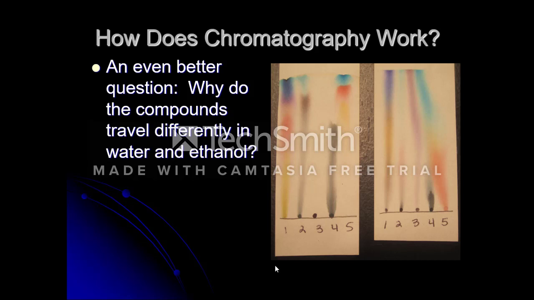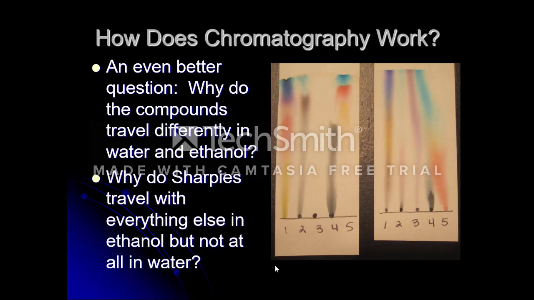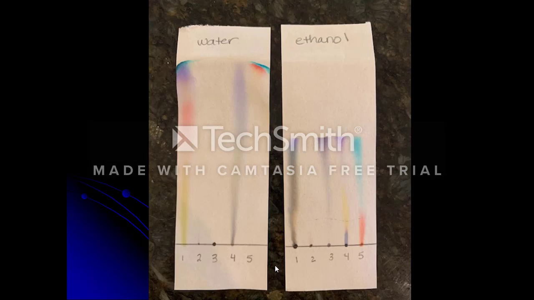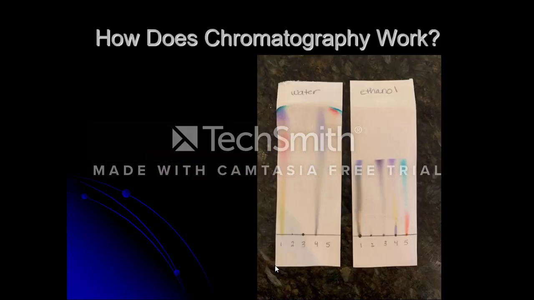And so you can see that certain things travel better in the water because they are similar to water, so they are more polar, whereas ethanol is less polar and things don't travel quite as well. And that's why the Sharpies travel with the ethanol, because Sharpies are not polar like water, they are nonpolar, so they don't tend to dissolve in water or travel with the water in a chromatograph. And here's a nice big strip, the 5 strips, so you can see what those look like.